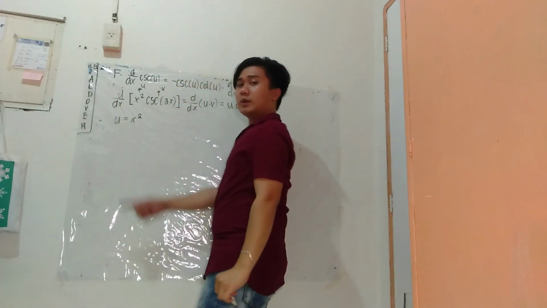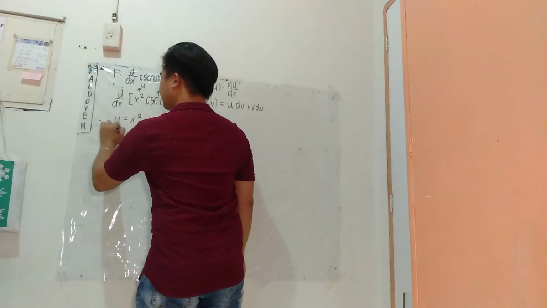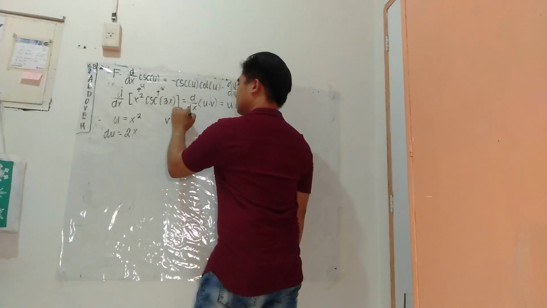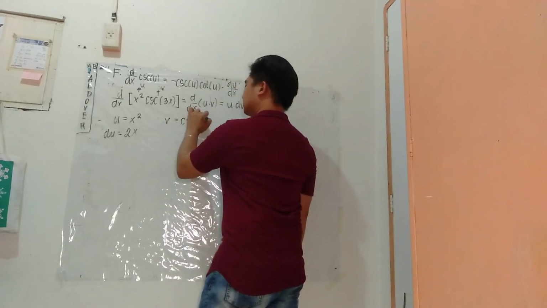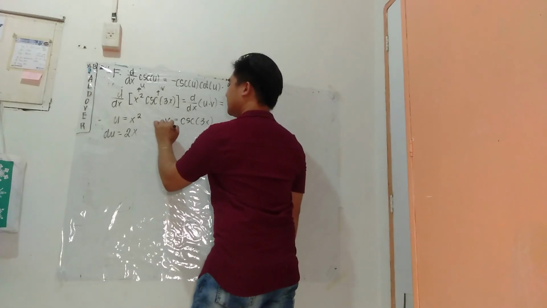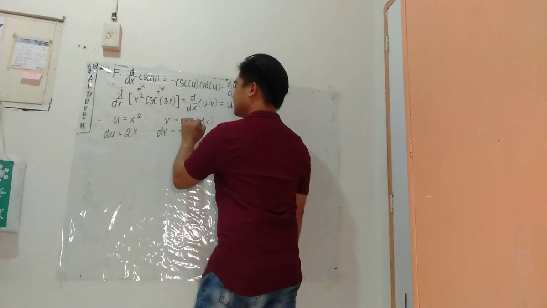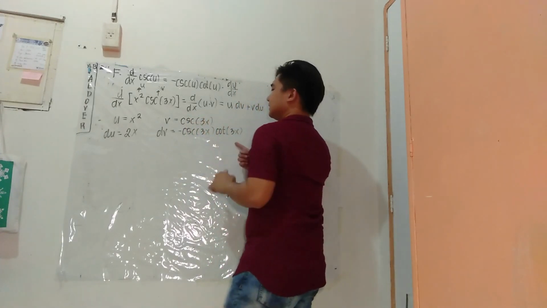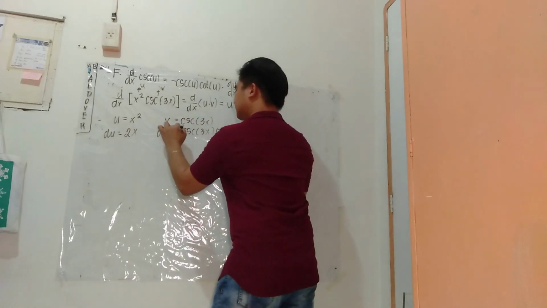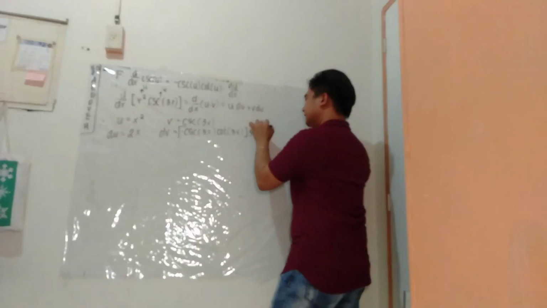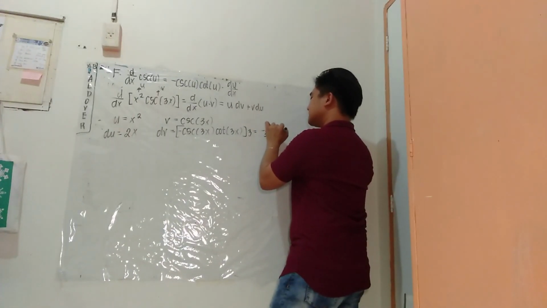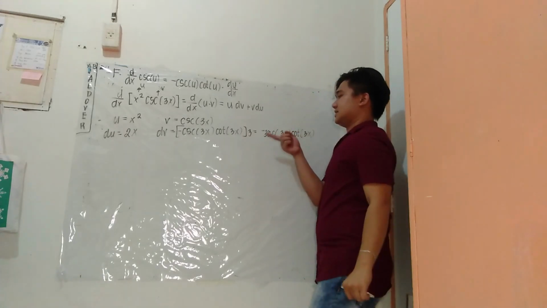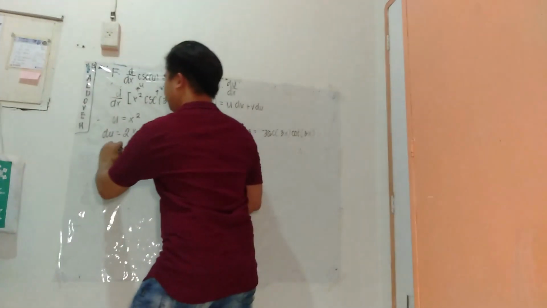Okay? So what is my u? It's x squared. What is the derivative of u? That is 2x. Next, what is my v? Cosecant of 3x. What is the derivative of v? Negative cosecant of 3x times cotangent of 3x. Then, derivative mo yung 3x, which is 3. At pwede ko yung i-rewrite na negative 3 cosecant of 3x times cotangent of 3x. Okay?